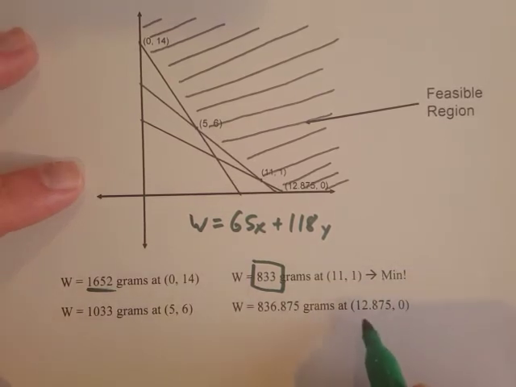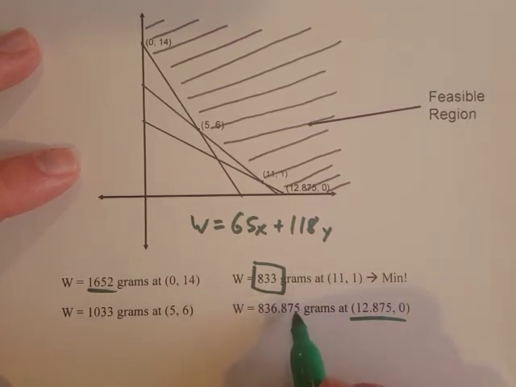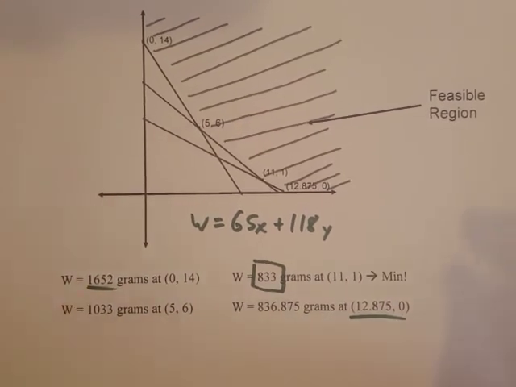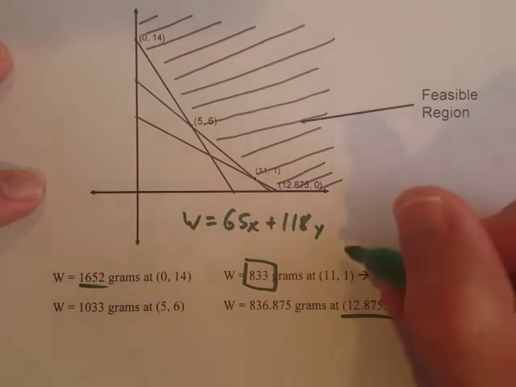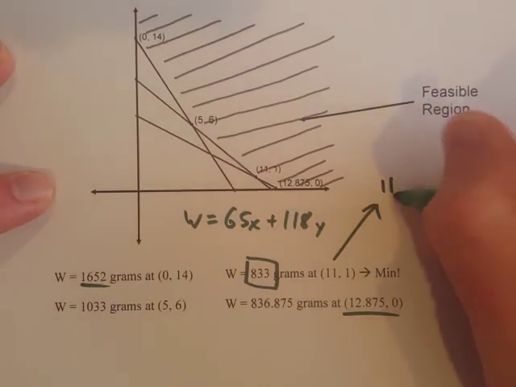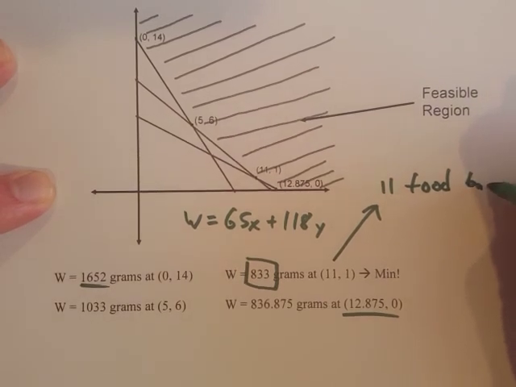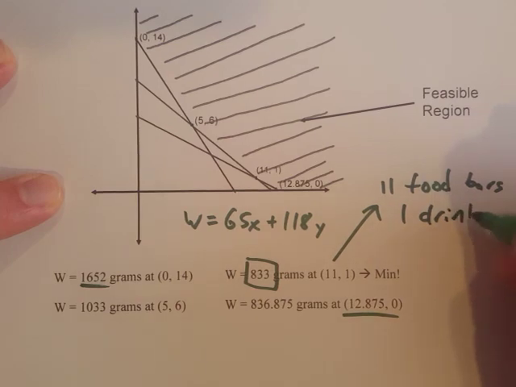Now I also mentioned that one that was a fraction number. It's good that that didn't work because even though that's close to the minimum number, it's not quite as small as 833. So the conclusion we come to is that if we are at the point 11, 1, that means that we are going to take 11 food bars and 1 drink carton per day.